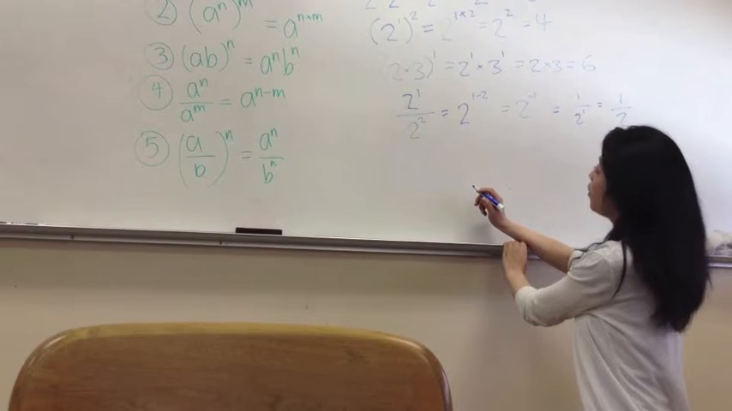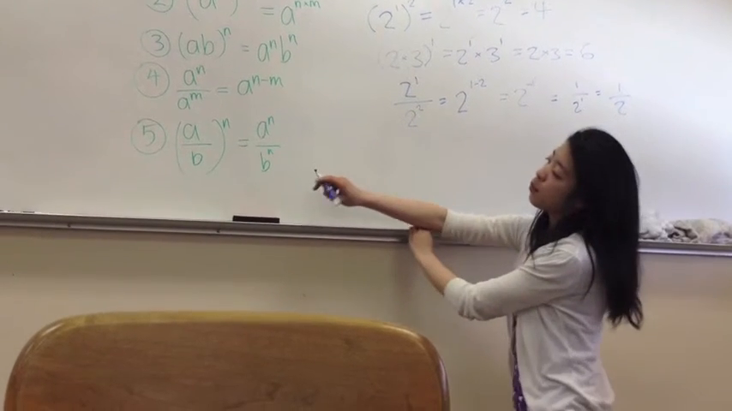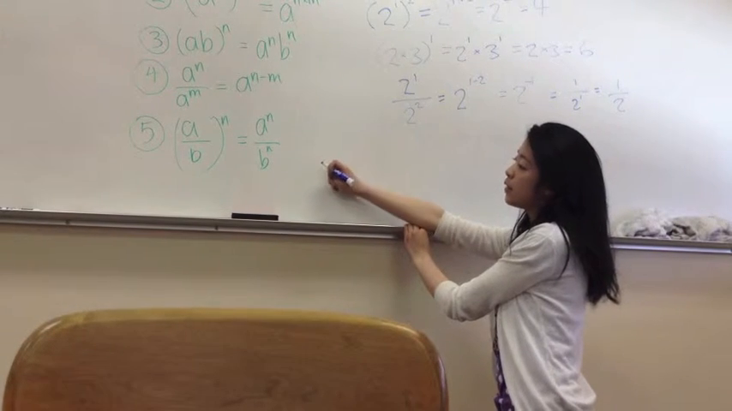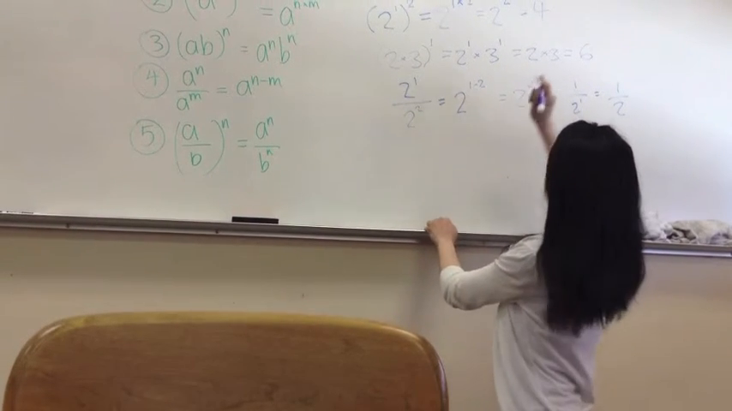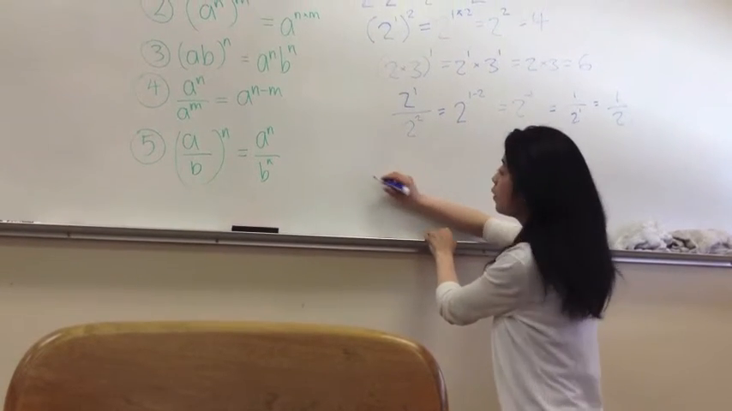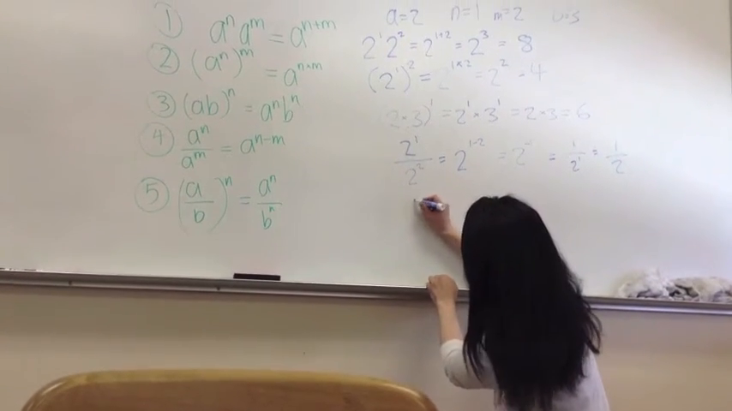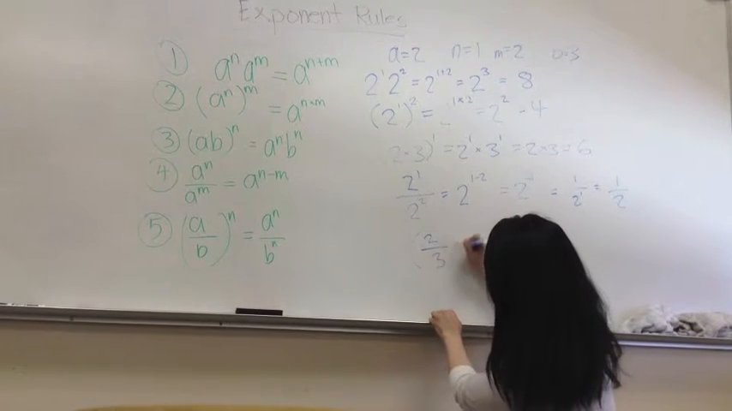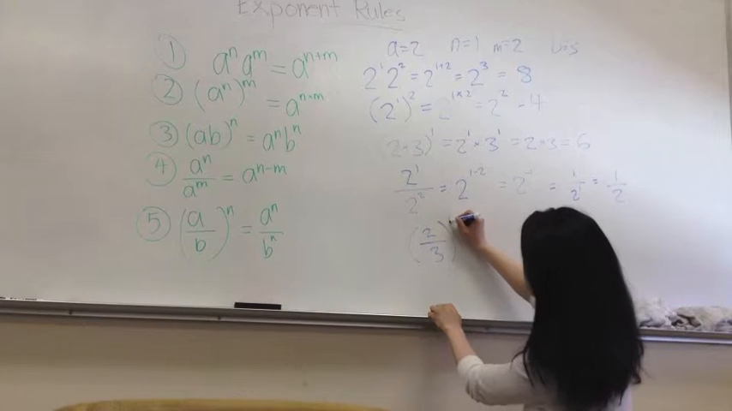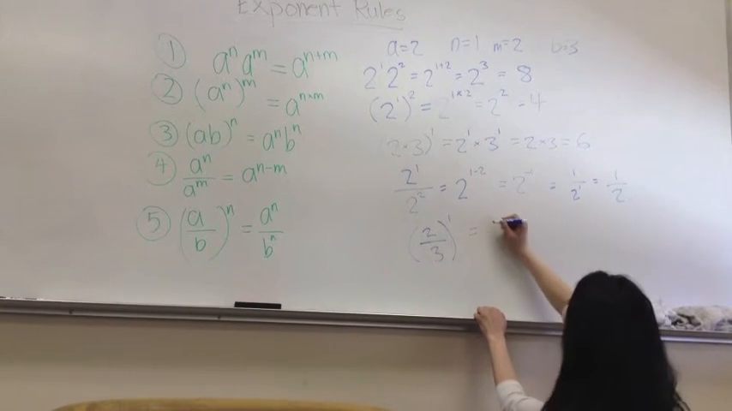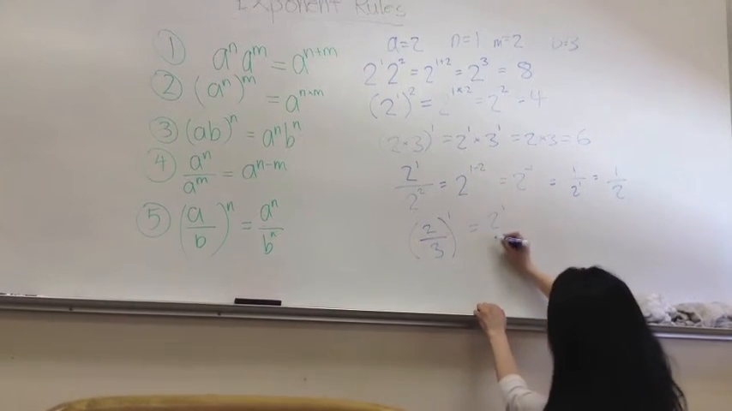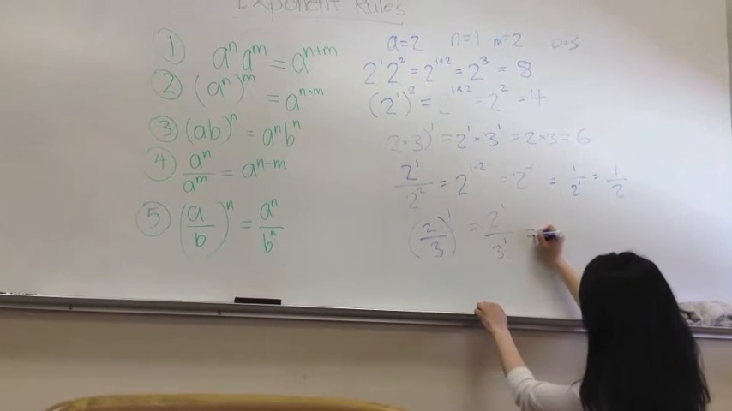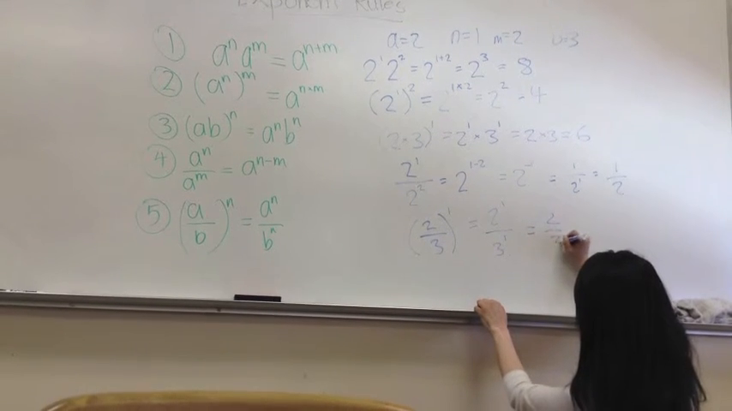Now our last rule is parentheses a divided by b, and then to the n, is equal to a to the n divided by b to the n. So using the same variables here, we would have parentheses 2 divided by 3 to the 1 is equal to 2 to the 1 divided by 3 to the 1, which is the same as 2 divided by 3.